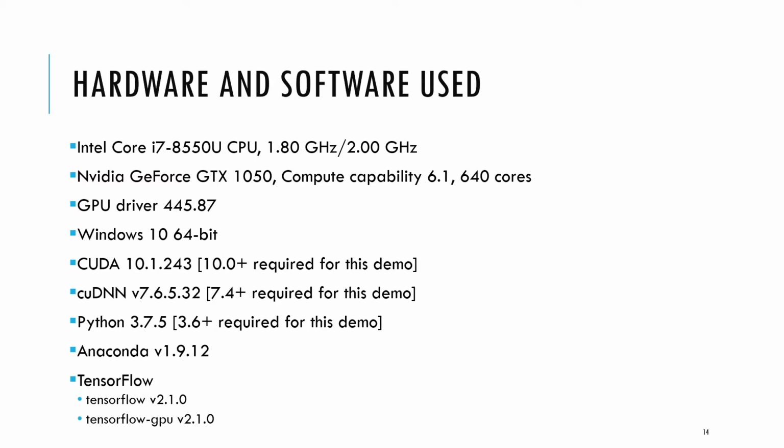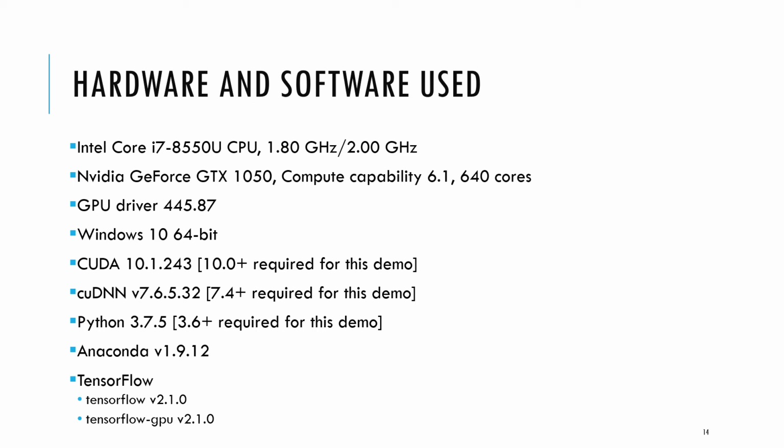For my experiment, I used the following hardware and software. So, my laptop has an Intel Core i7 processor, and I also have a graphics card from NVIDIA, which is the GeForce GTX 1050, and it has a compute capability of 6.1. Now, the compute capability could be important in terms of installing the following software, and you should really look it up before you install anything else. So I installed my GPU driver version 445.87, and I'm working on a Windows 10 machine, which is a 64-bit machine.